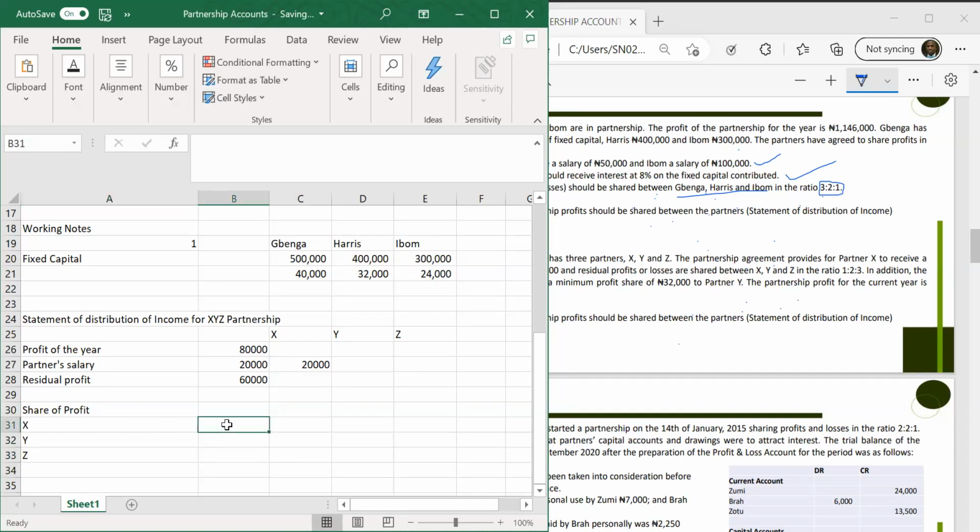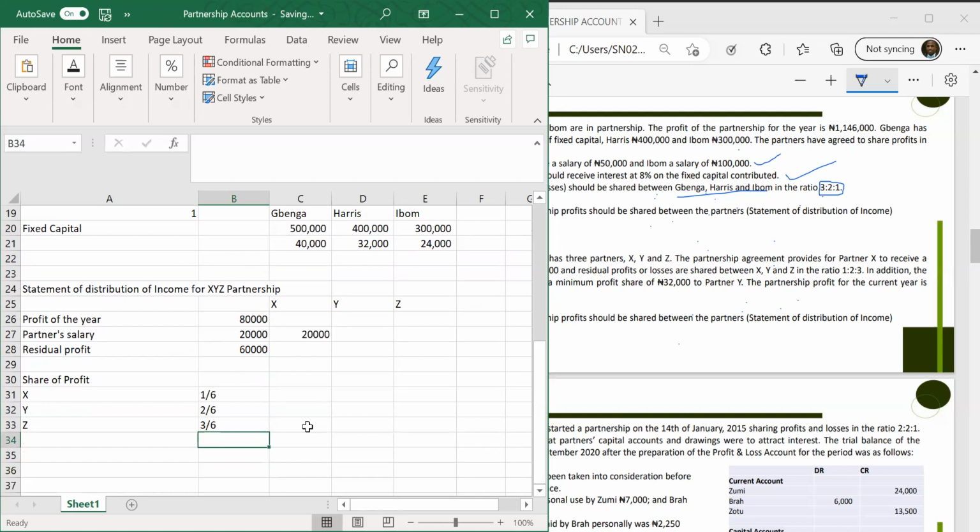This guy here will be what? 1/6. This guy here will be 2 divided by 6, and this guy here will be 3 divided by 6. If you don't understand how I got it, please let me know now. Okay, you guys are super excellent.